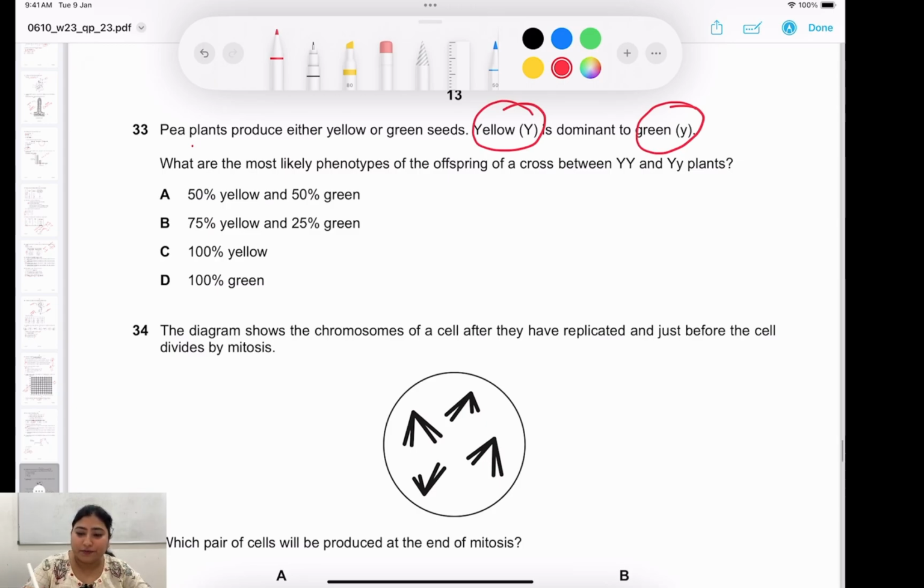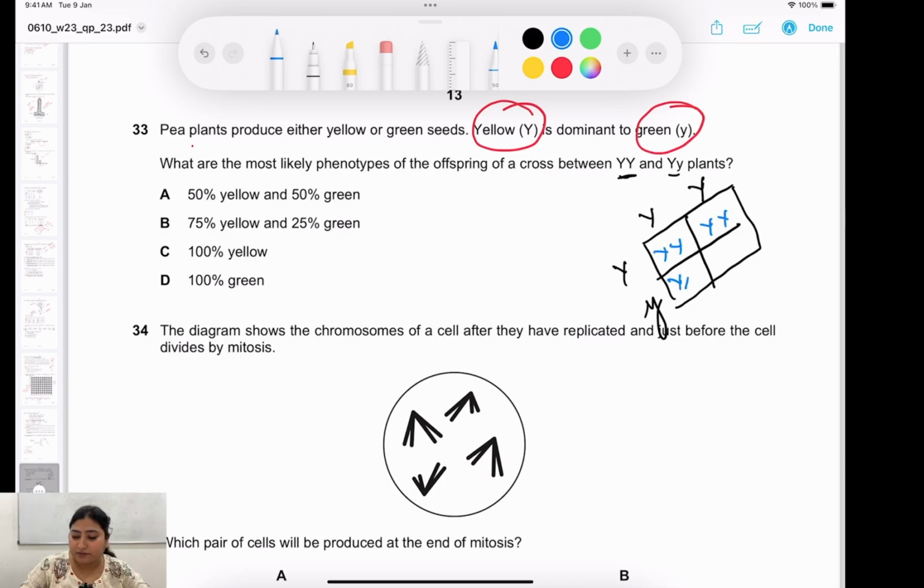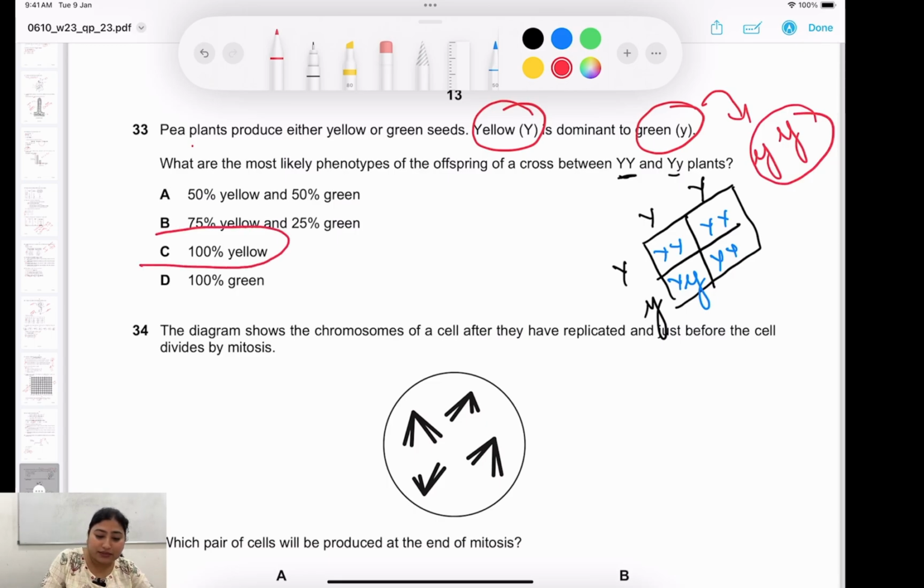So here, if I make a small Punnett square, in this what I'm going to do is place one of the parents' gametes on one side and the other one's on another side. Okay, now let me just find out the offspring. These are your offspring. So if you check here, green is going to be recessive, so it's going to be small y, and if you check all the offspring here, none of them is actually small y, so the correct answer here is going to be C, that is yellow.